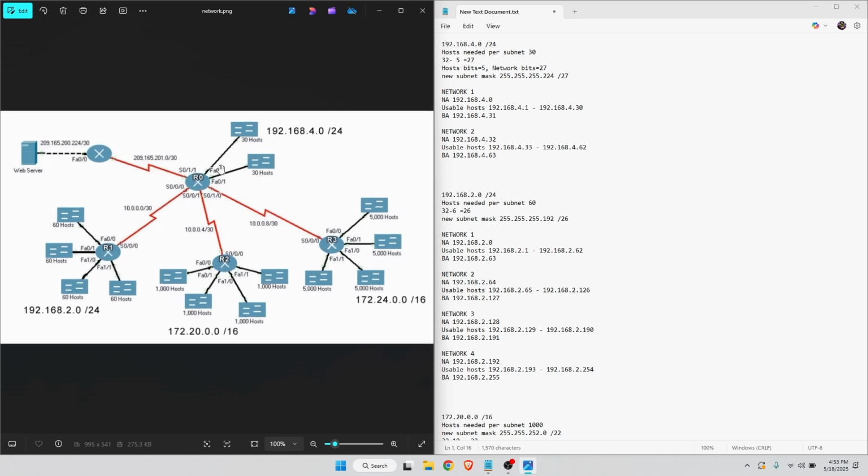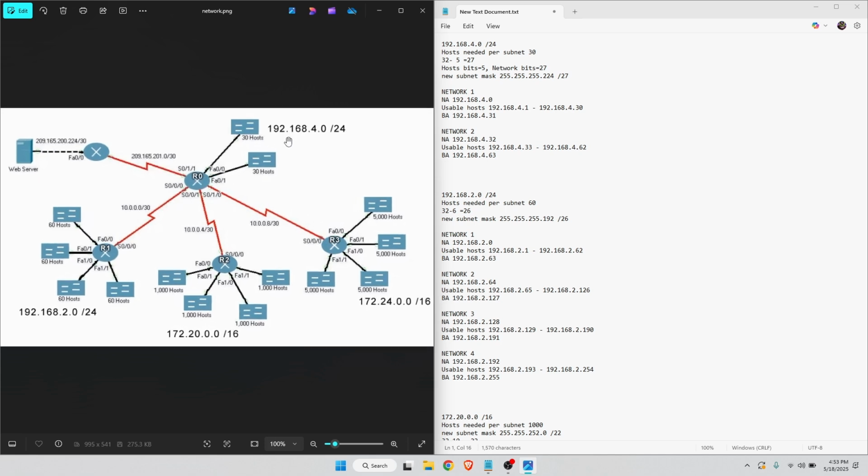Okay, so let's get started with the first one here. As you can see here, after doing our working, we got that the host bits needed is 5 and the network bits is 27, and from that we're able to derive the new subnet mask, which is 255.255.255.224, and that would be /27. Right, so the network address for the first one would be 192.168.4.0, and the broadcast address will be 192.168.4.31.